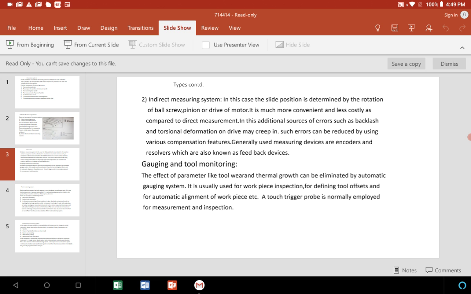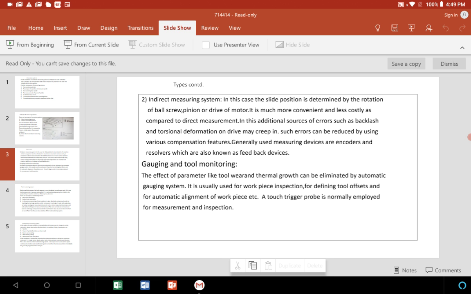Another point between direct and indirect is, in case of direct, the cost is a little bit high and less convenient, whereas in case of indirect, it's more convenient and less costly. Examples, as also given in the slides, are linear scales in case of direct, and encoders and resolvers in indirect. And another point is, in case of direct measurement, no error compensation features are available, as it is directly touched, whereas in the indirect, various error compensation features are available. So that is the measurement system.